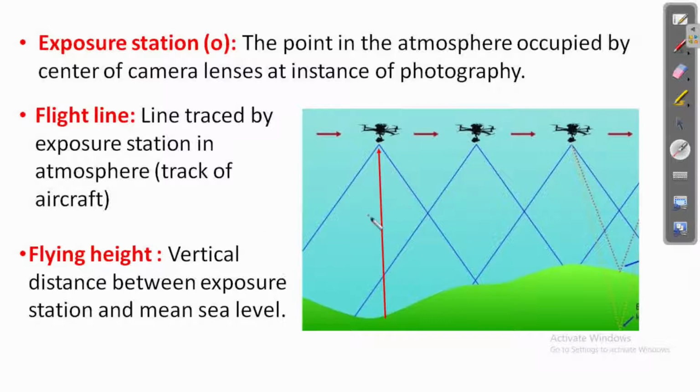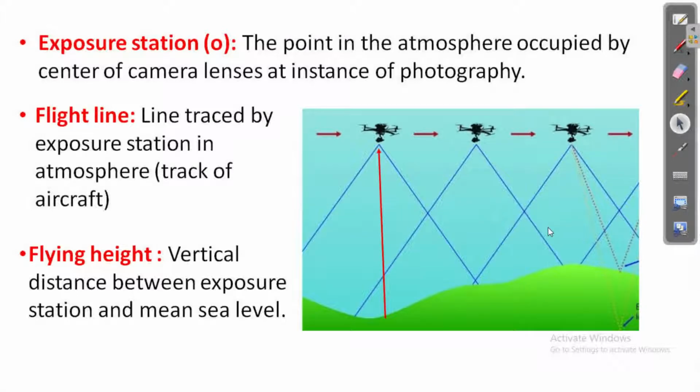If the flying height is low, such photographs cover a small area but represent more detail. If the flying height is high, such photographs cover a larger area and give less detailed information. So, it is important for the measurement of the scale of aerial photographs. Flying height is one of the essential parts of photogrammetry.